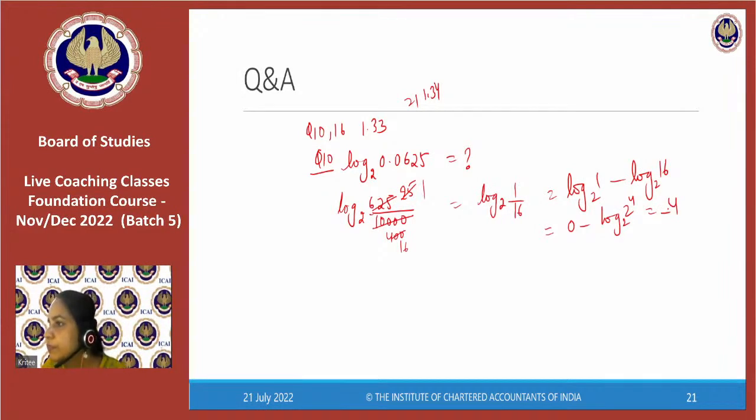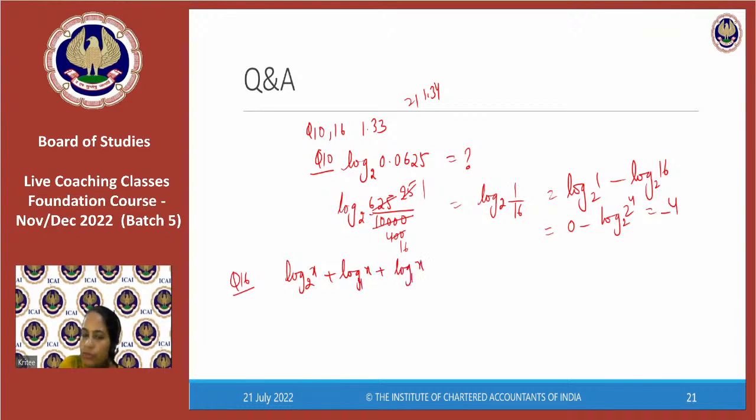Should it be log 1 to the base 2? I guess so. This has to be minus 4, then check. Okay. Then question number 16. 16 says if log x with the base 2 plus log x with the base 4 plus log x to the base 16 is the same as 21 by 4, what is x?